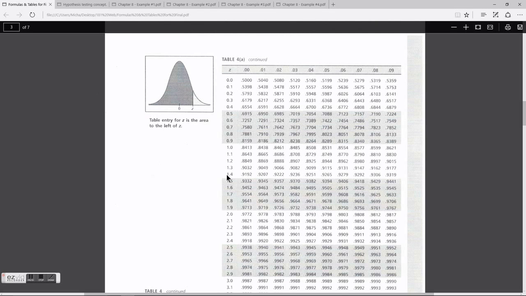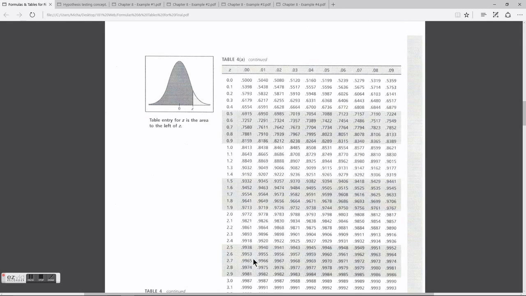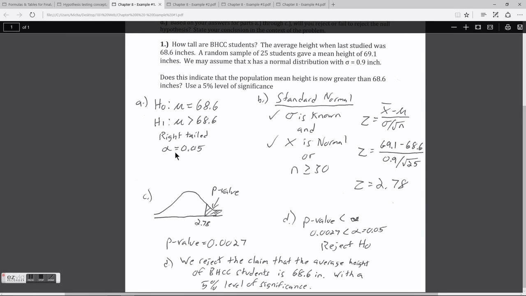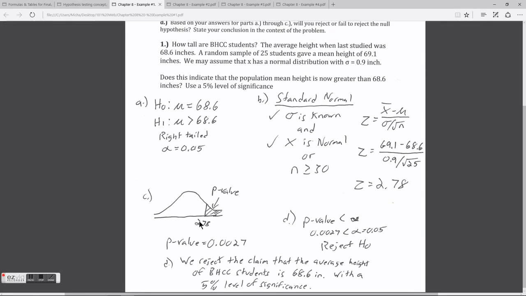If I take a look at my normal table and I go to z is 2.78, I see I have a probability of 0.9973. That's the area to the left of z is 2.78. So I subtract that from 1 to get my p-value of 0.0027. P-values are the same probabilities we've been calculating for Chapter 6 and 7. They just have a special name when we do hypothesis testing.